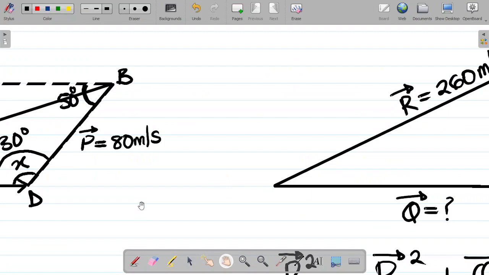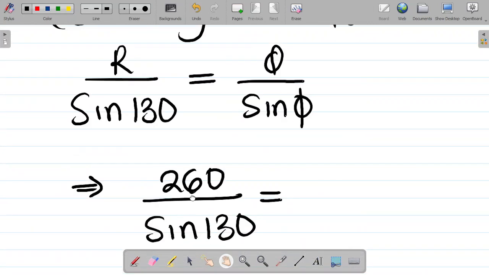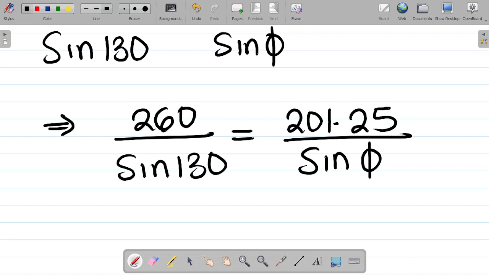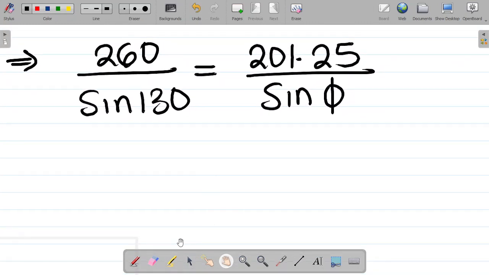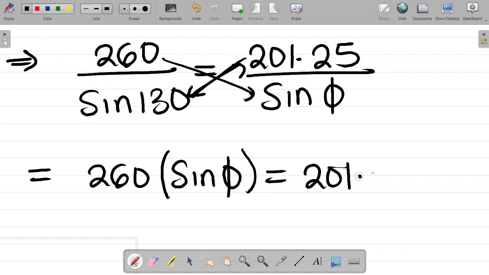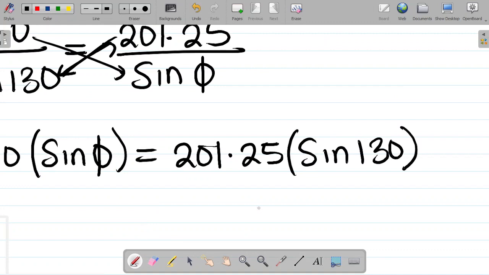Again, we got the value of q from the question here. The value of q, we had that as 201.25. So let's input that value there: 201.25, that's q, all over sine of phi, in which phi is the angle between P and R. Now let's solve this. Our first step would be to cross multiply. So this times this, and then this times this. That's equal to 260 multiplied by sine phi, is equal to 201.25 multiplied by sine 130.